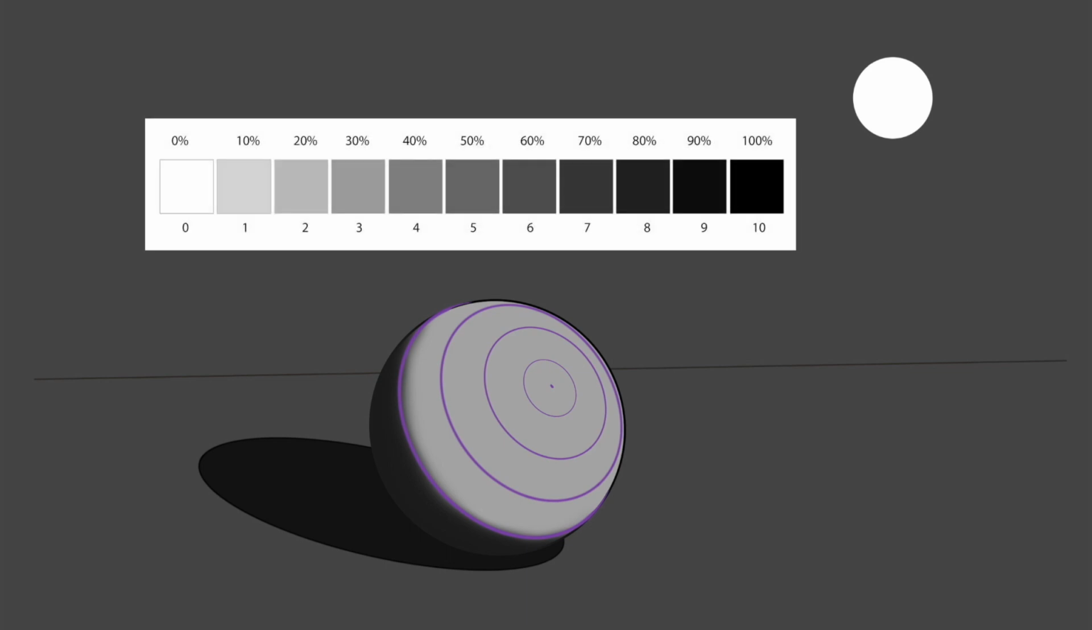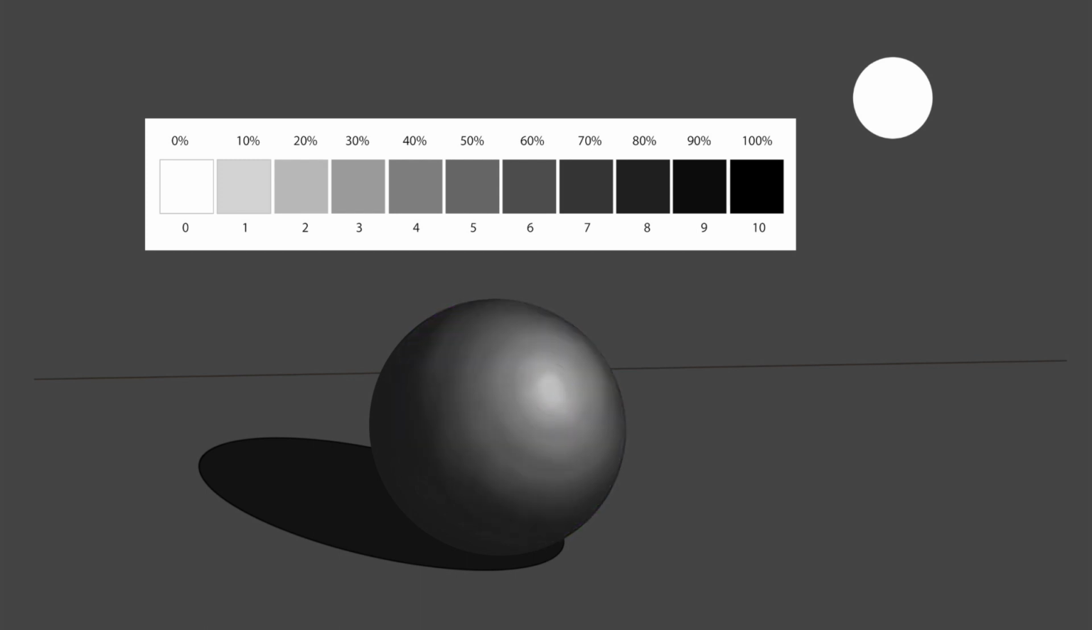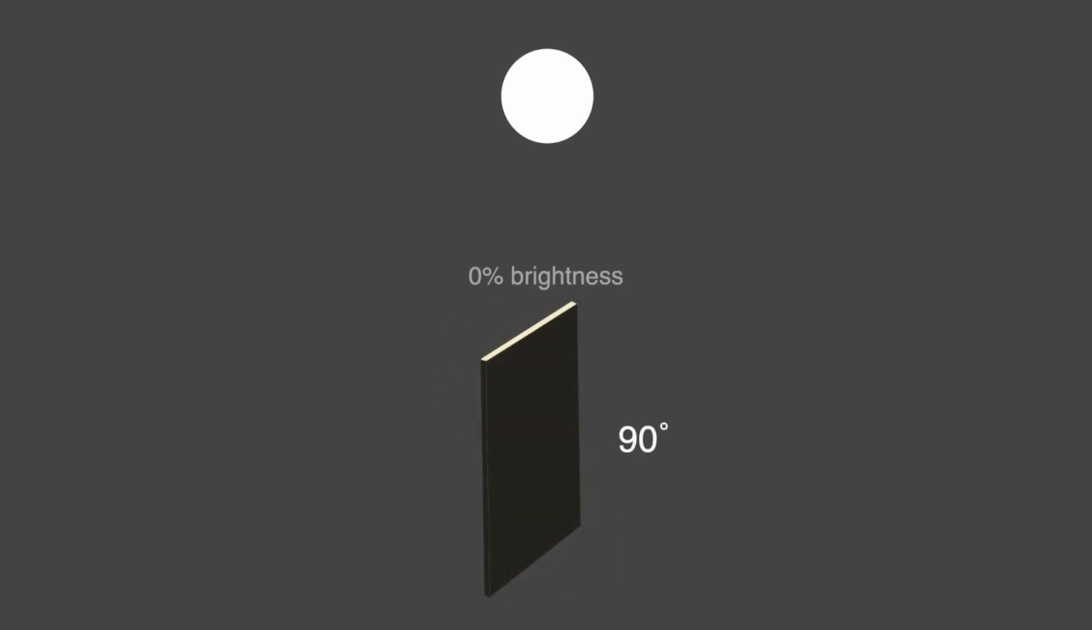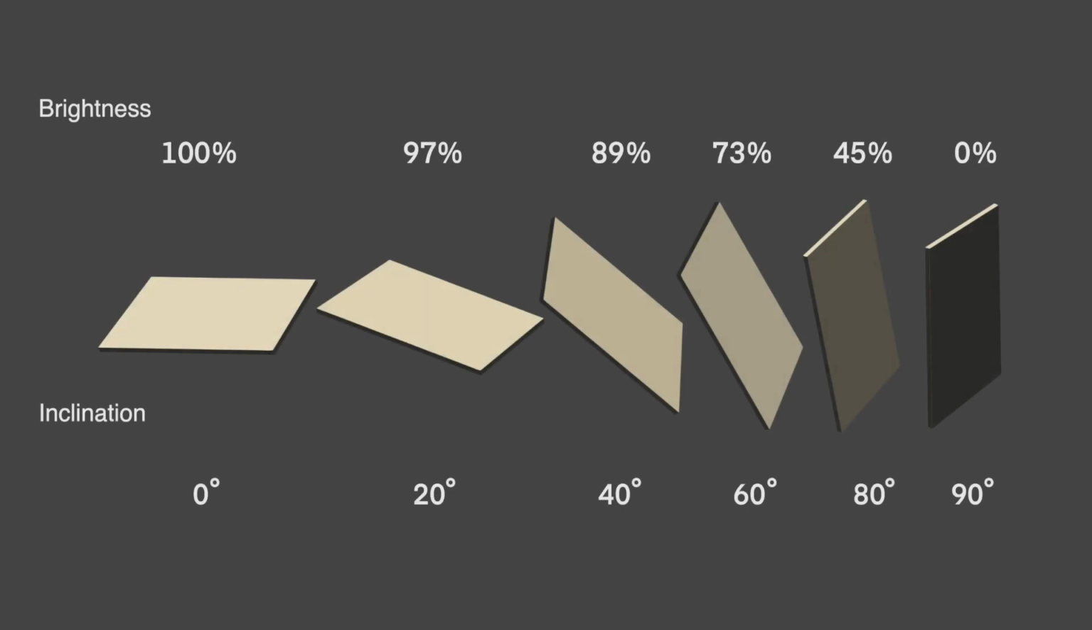And doesn't it seem like we could just use a value scale and make each band equal percentages from dark to light? I mean, it looks okay. But value variance as a surface turns away from the light is not linear. At a 0-degree angle, we will have 100% brightness. At a 90-degree angle, we have 0% brightness. At an 80-degree angle, we have 45% brightness.